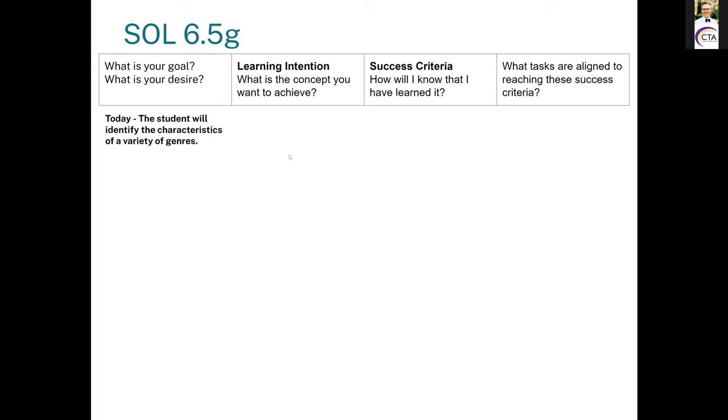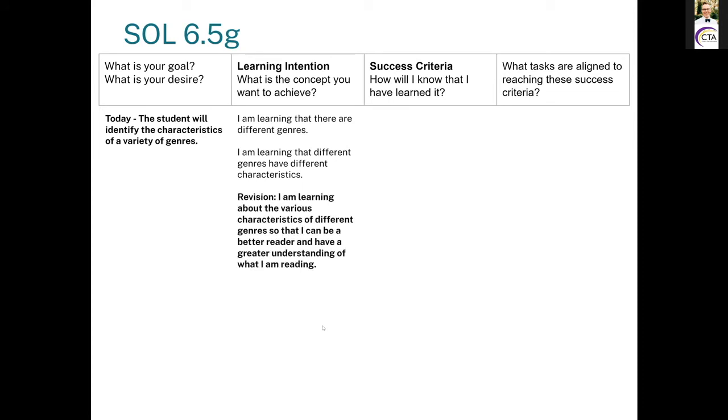So what is the what? What is the noun? What is it that you want students to grab today? All right, we wrote this in simple terms. I'm learning that there are different genres, and they have known that from second, third, fourth, fifth grade, and now to sixth grade. I'm learning that different genres have different characteristics. So how could we put these two together in a sentence? Revise it. I'm learning about the various characteristics of different genres. Why? So that ultimately I can be a better reader and have a greater understanding of what I'm learning. So that is the what and the why.